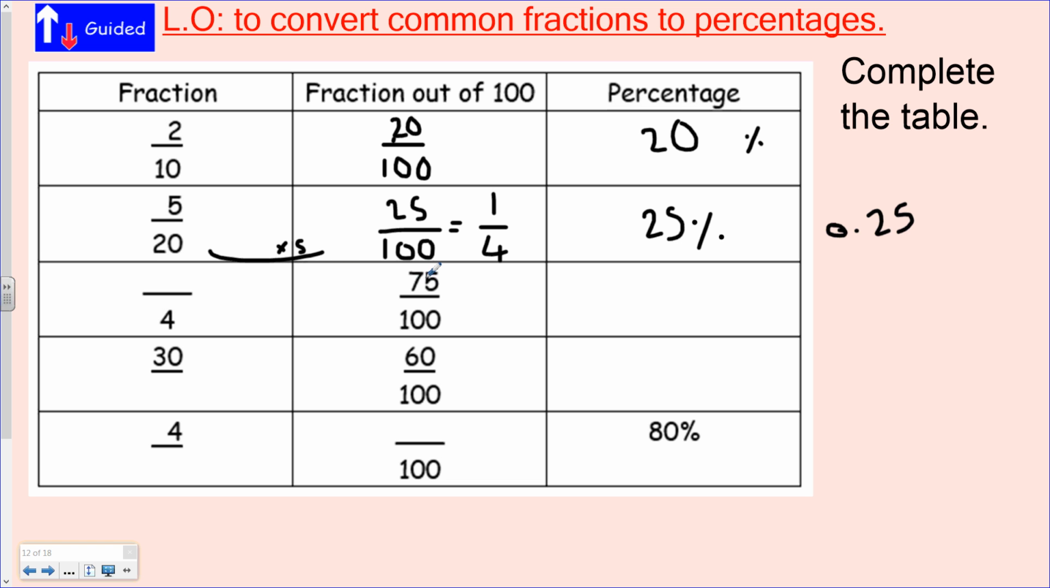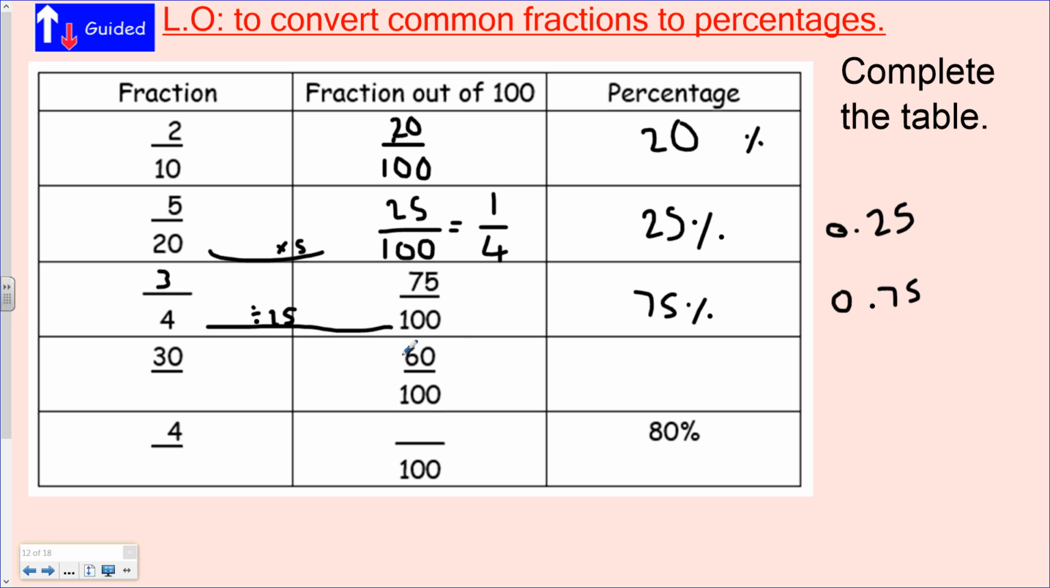Right, 75 over 100. Okay, how do I get from 100 to 4? I divide by 25. 75 divided by 25 is going to be 3. So 3/4, and it's going to be 75%. As a famous fraction, famous decimal, okay, we know that it's going to be 0.75.